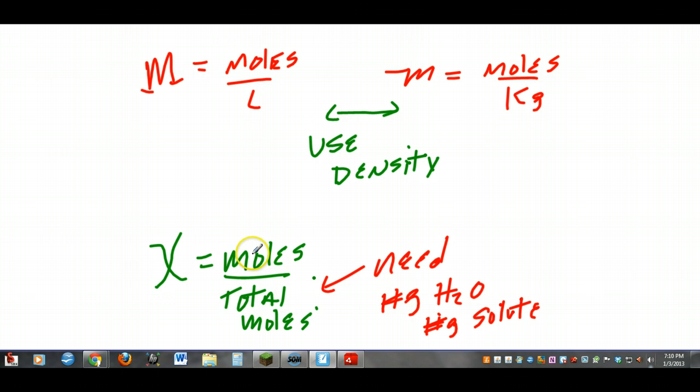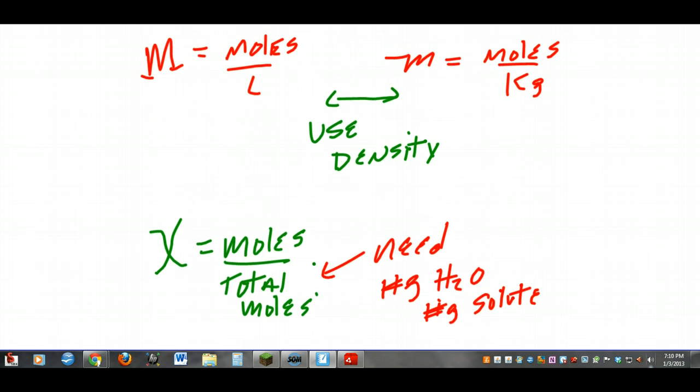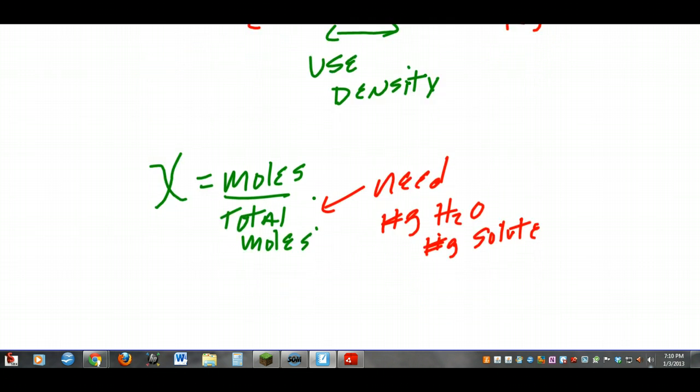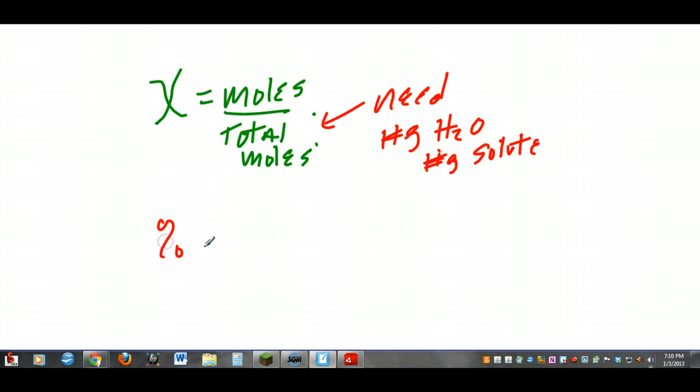And to find percent by mass, you just need the density. You can do that with molality if you want. You just need the density, because you're going to need the number of grams, which you're going to use by converting moles, and then per 100 grams of solution. So you'll need the mass of the solution.